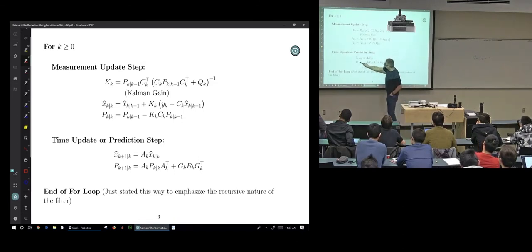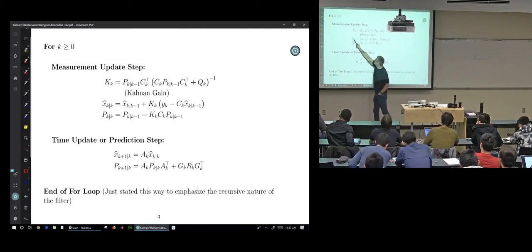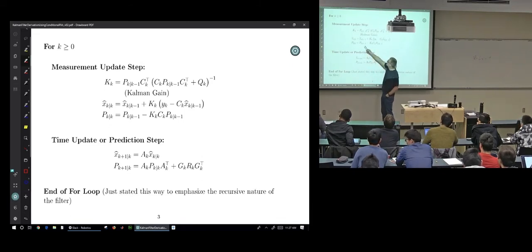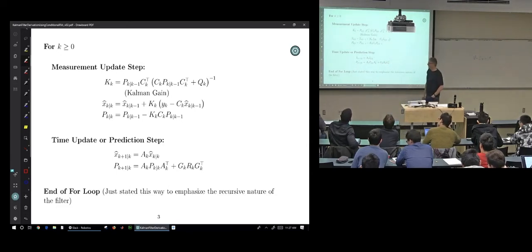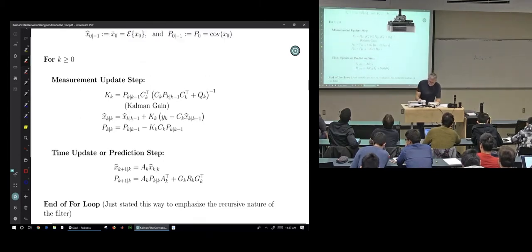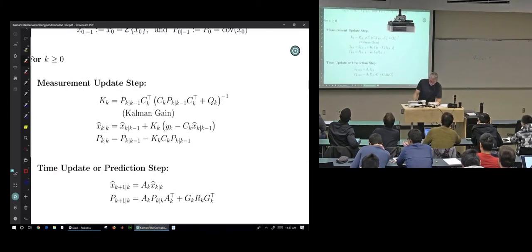Okay. Now we go back. We get a new measurement at time k plus 1. All of these are k plus 1s, and we update that. Then we predict forward. We just go on and on like this, okay? So this is the most interesting one, the measurement update. The time update is the easiest part. So let's focus on the measurement update. Now, what does that look like to us?